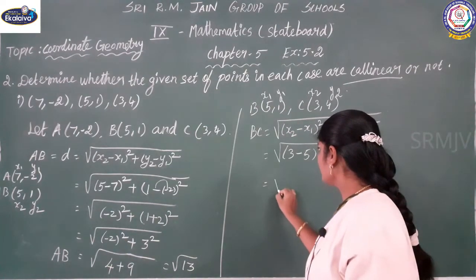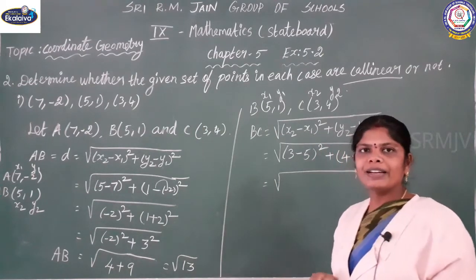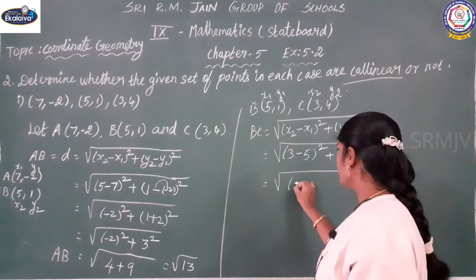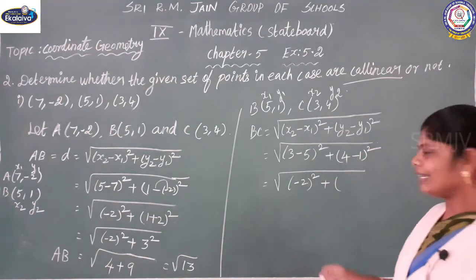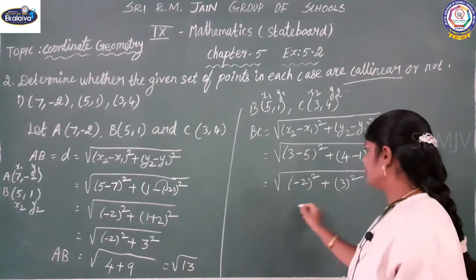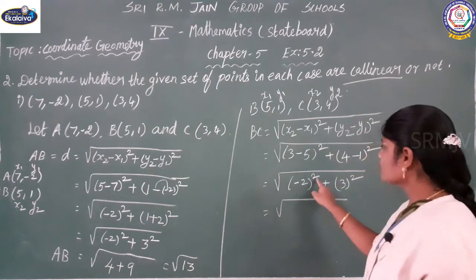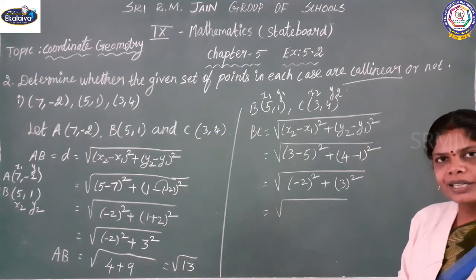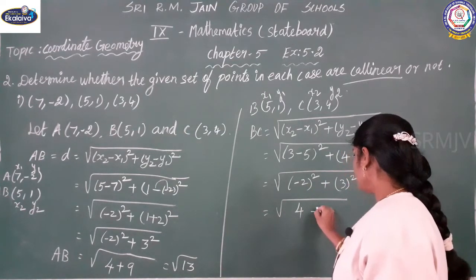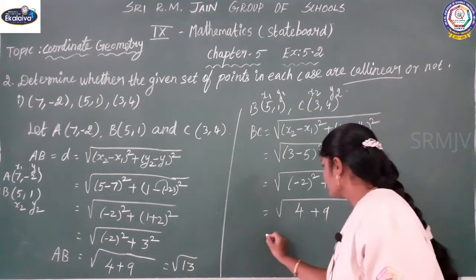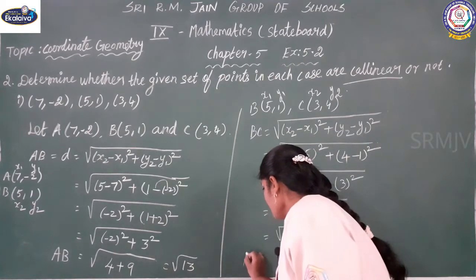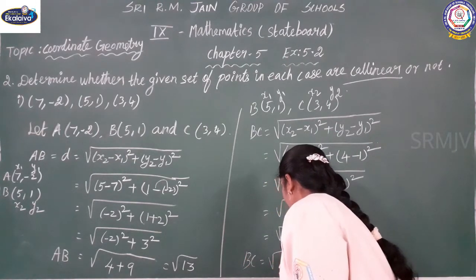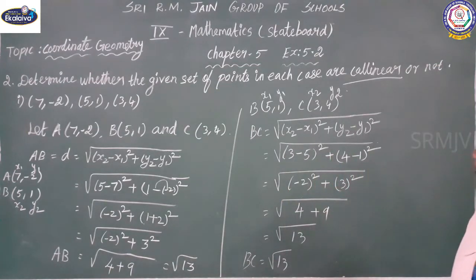Okay. Root of 3 minus 5, what will you get, children? Minus 2. So minus 2 the whole square plus 4 minus 1, you will get 3. Okay. So 3 the whole square. Now square this, minus 2 the whole square, what will you get, children? 4. 4 plus 3 square 9. So what are you getting? 4 plus 9, 13. So the distance of BC equal to root 13. Okay. Next we are going to find the distance of CA.